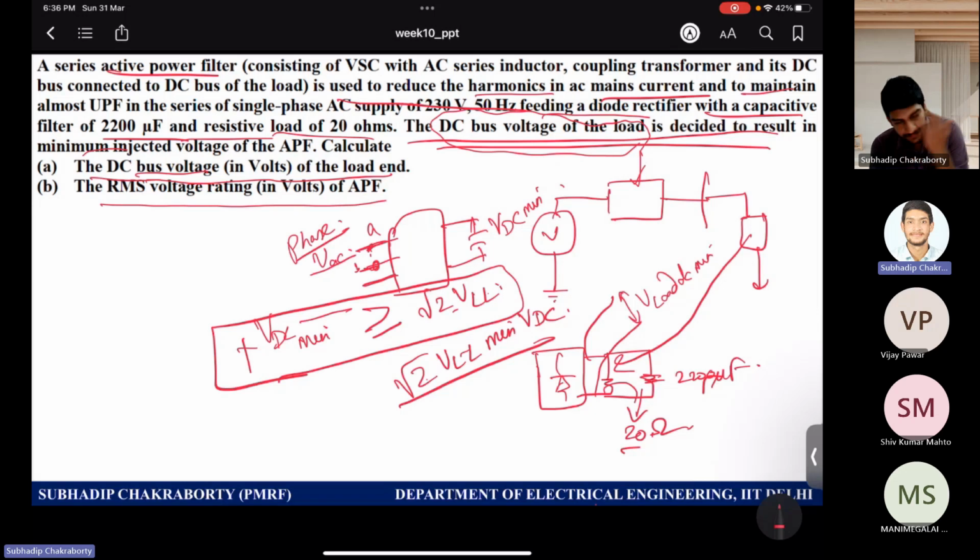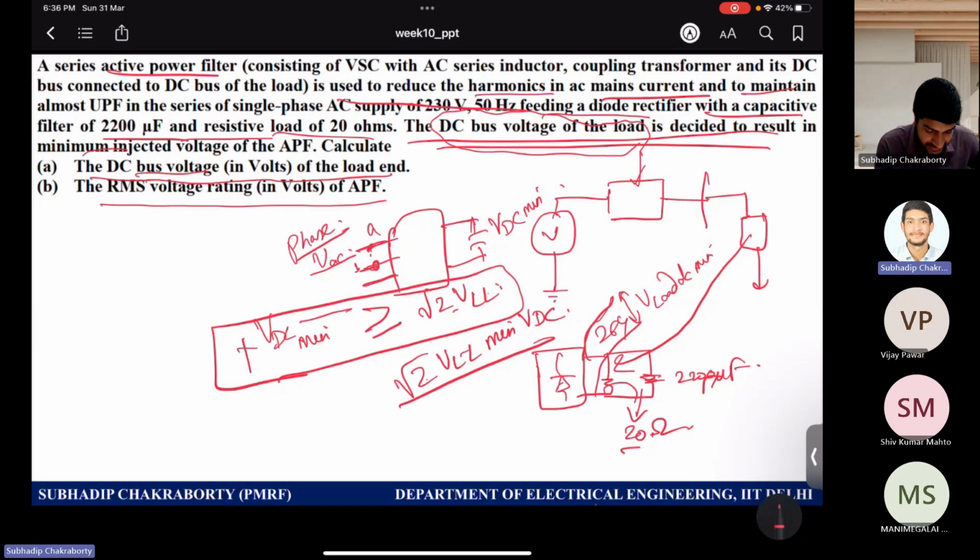Similar to the previous problem, we knew the load side voltage, that 264 toggling between plus and minus. At the DC side it was 264, maintained by the battery DC voltage. At the AC side it was toggling, that square wave voltage. Similarly, this will also be a similar application.